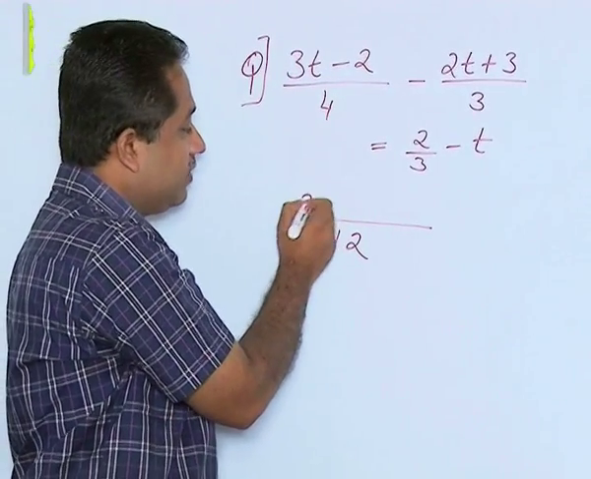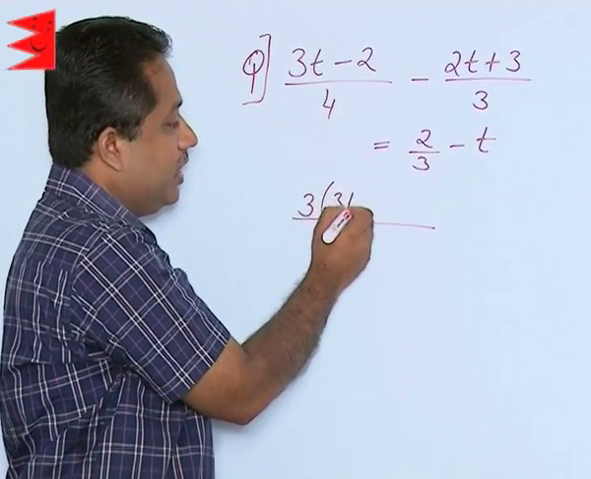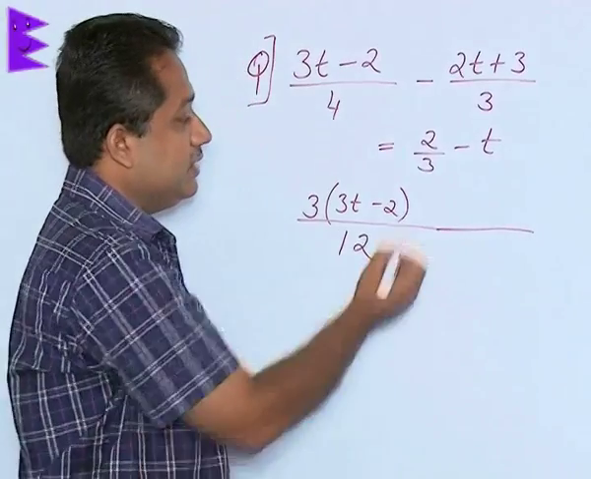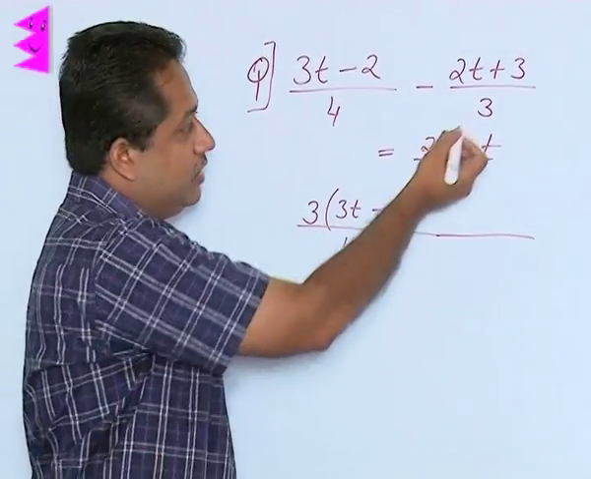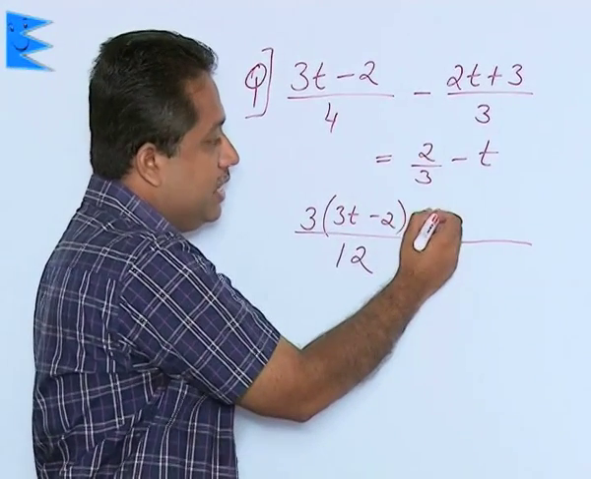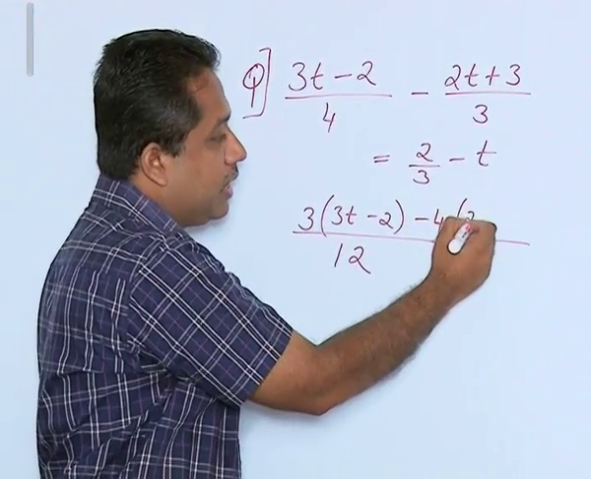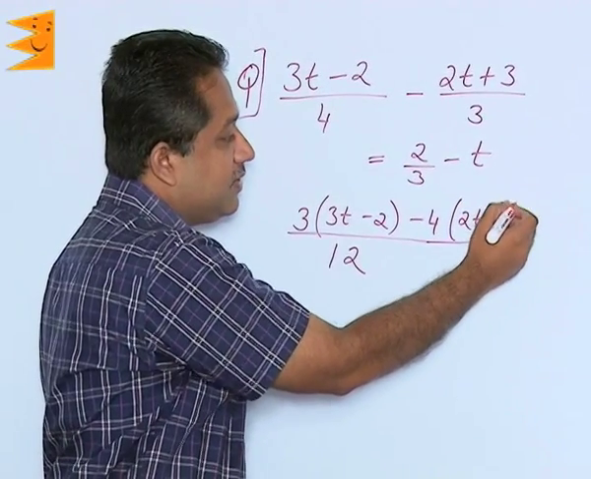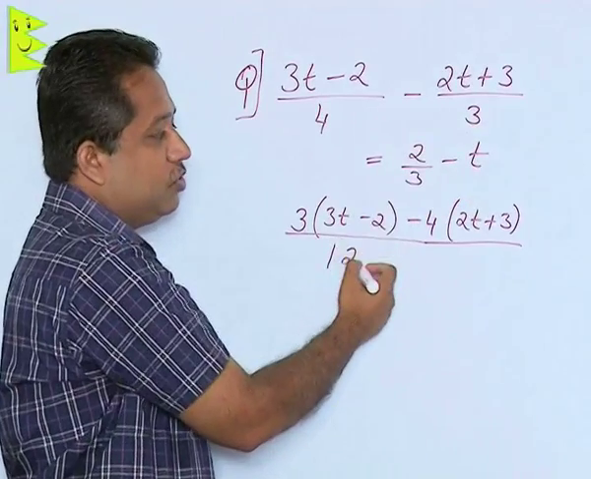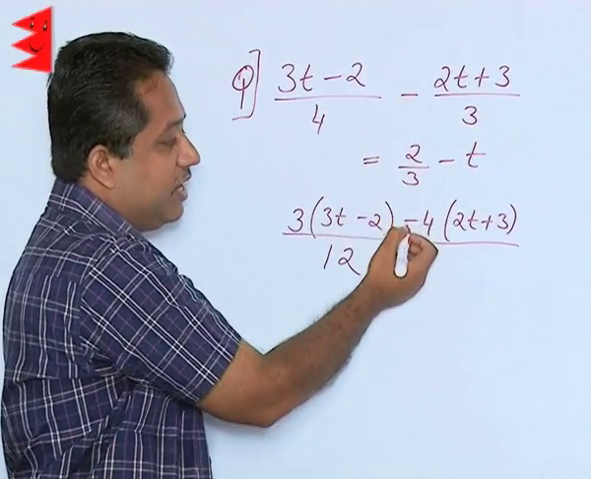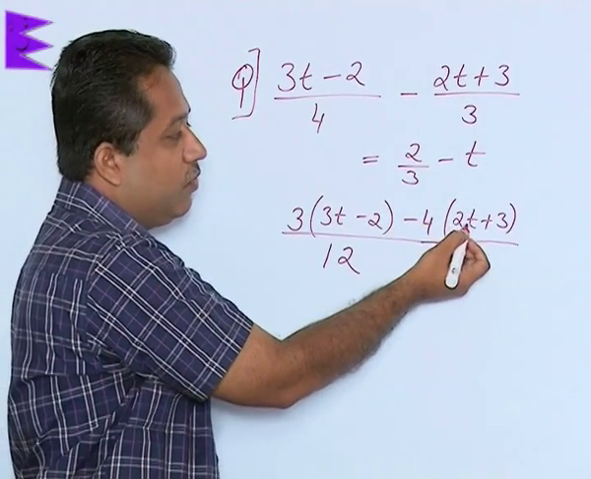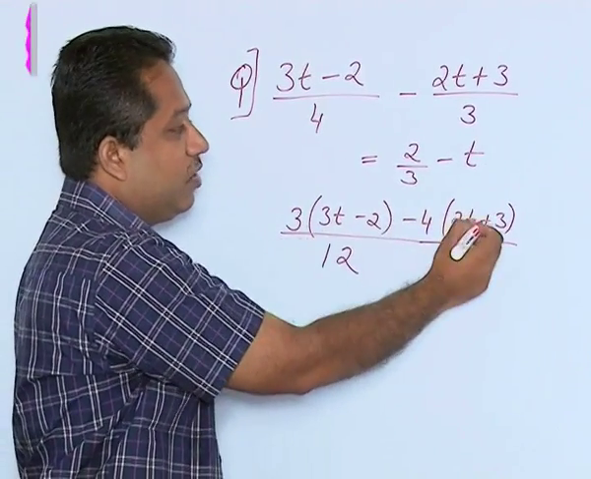So, this can be written as 3 multiplied by 3t minus 2. And now comes the important step, that is this negative. 3 goes 4 times in 12. So, this is going to be minus 4 multiplied by 2t plus 3. Again I am repeating this step. 3 goes 4 times, so please do not change the sign. The sign will be written along with this number, minus 4. So, what happens now? This can be solved.